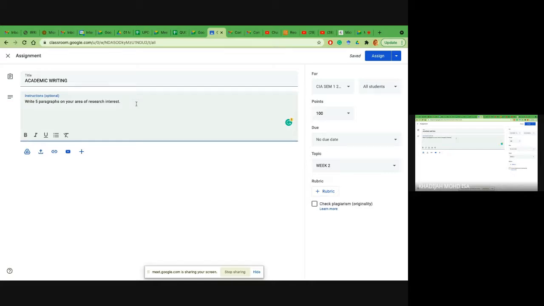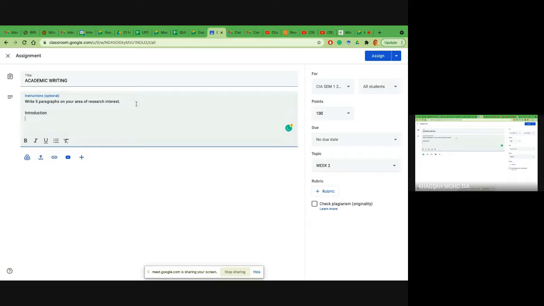Five paragraphs means that you have introduction, then main body, let's say topic.